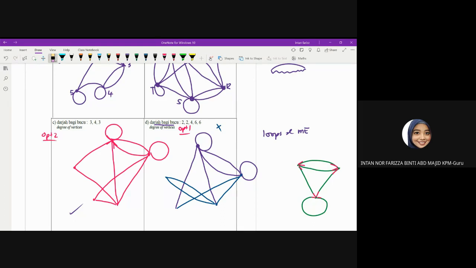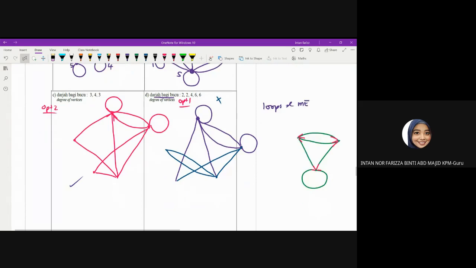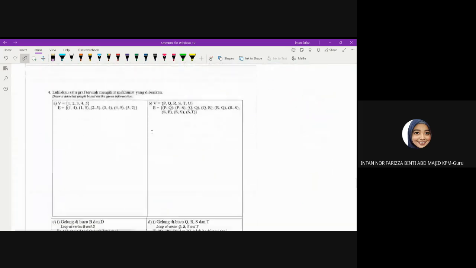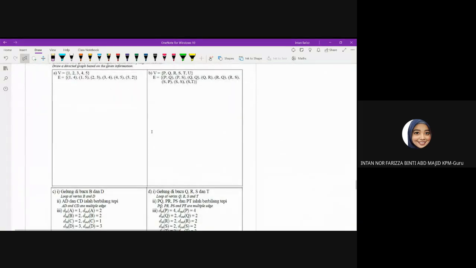Okay, settle. 2 more pages to go. Now let's move on to the next one. We are going to draw a directed graph. So this is very easy.